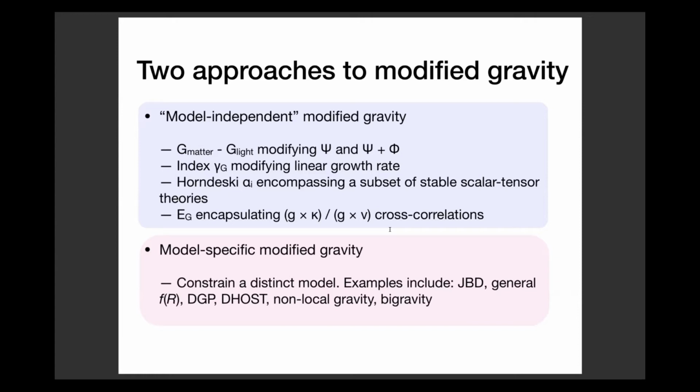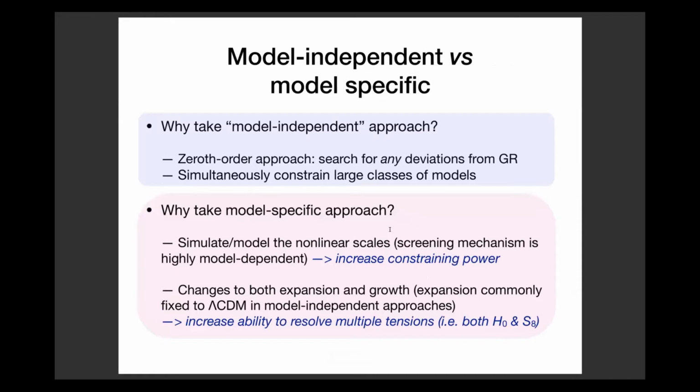Examples here include Jordan-Brans-Dicke gravity, general f(R), DGP, degenerate higher-order scalar-tensor theories, non-local gravity, and bigravity. So why would we want to take the model-independent approach? At zeroth order, all we really care about is searching for any deviations from GR. We don't necessarily care whether it's this model or that model that gives the true description of the universe, but rather, can we rule out GR, or can we verify GR to increasing precision?